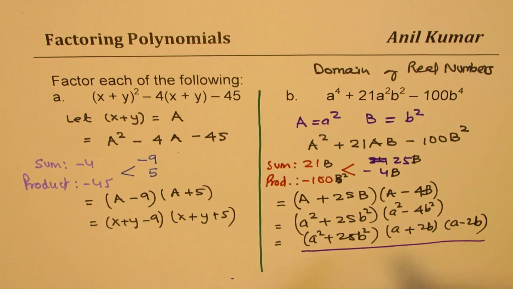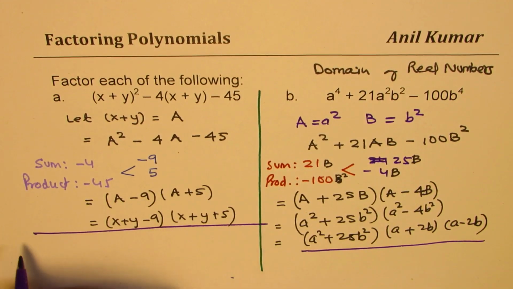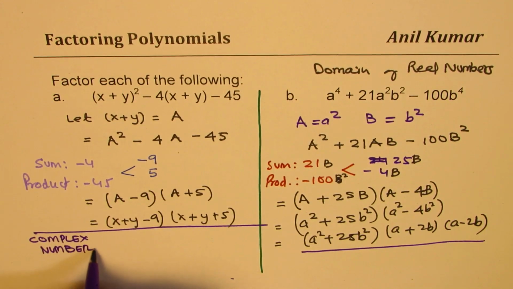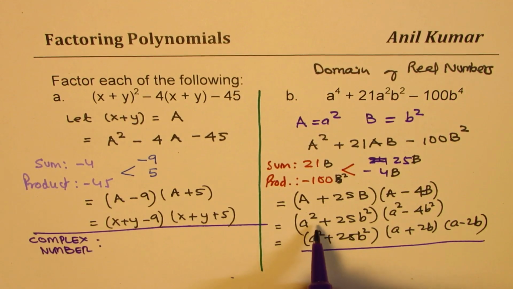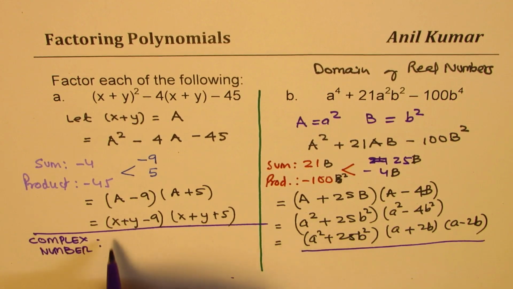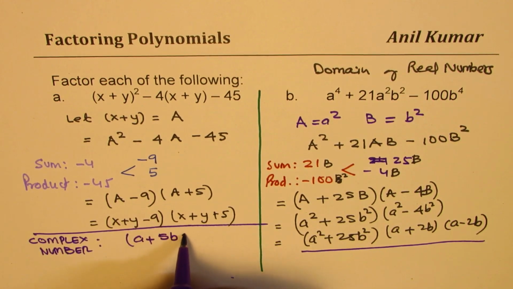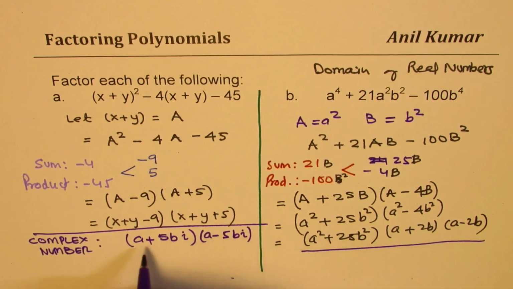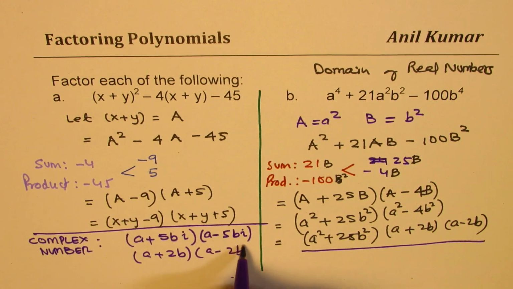However, if you are working in the domain of complex numbers, in that case, we could factor the first part also. So we could write this as (a + 5bi) times (a − 5bi), correct? So that will be the factored form, and we have this one which is same as (a + 2b) times (a − 2b). Is that right?